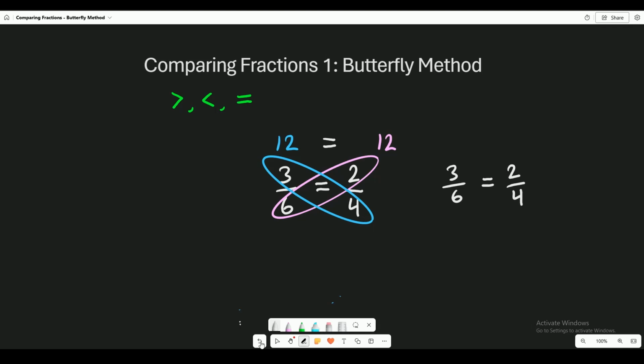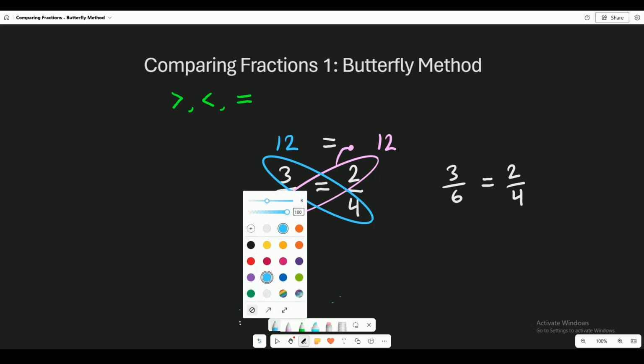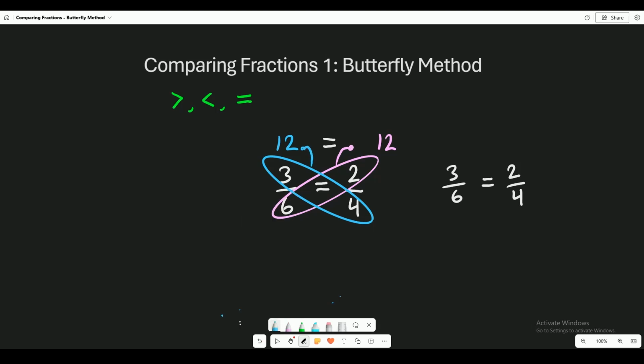Just like that. You can draw the antennas. I always tell students to draw the antennas when I teach them about comparing fractions. It makes it more fun. It gives you a reason. Oh, why do we call it the butterfly method? Well, we draw wings and here are the antennas. The antennas tell us where the numbers are going to go.